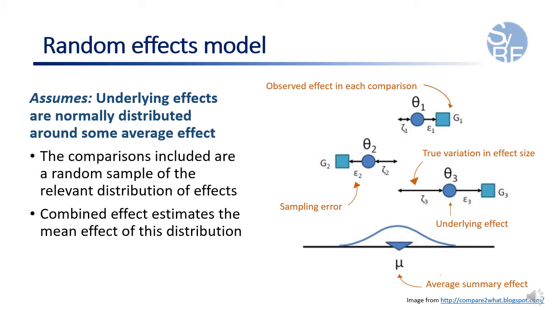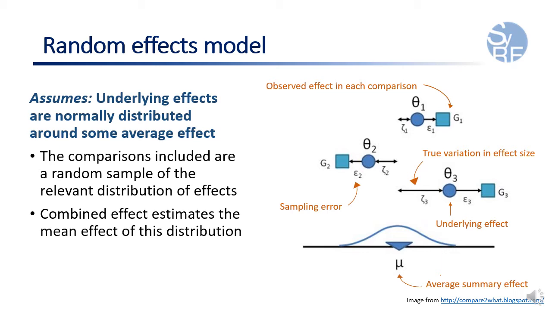Under the random effects model, we allow the true underlying effect to vary from study to study instead of assuming that there is one true effect. We assume that the underlying effects are normally distributed around some average effect of these different underlying effects.